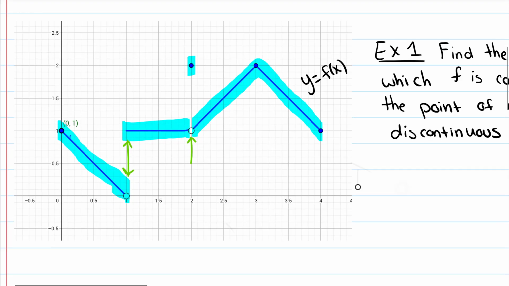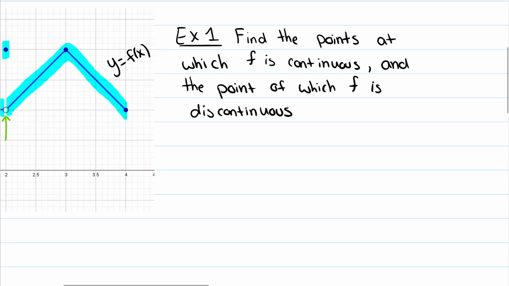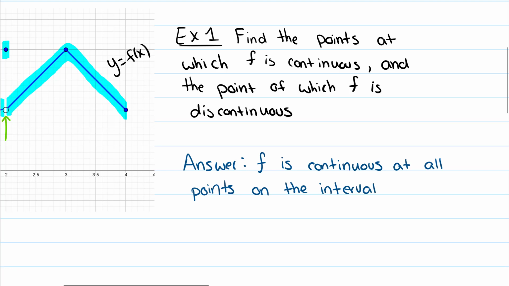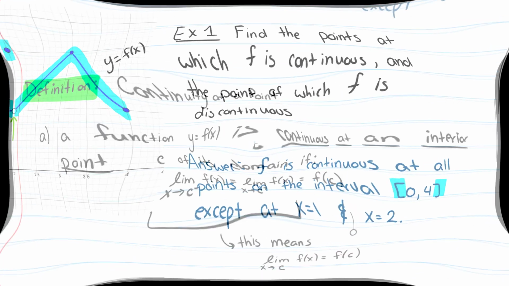So the way we answer that is by writing: f is continuous at all points on the interval [0, 4] except at x equals 1 and x equals 2. It's important to point out that I included brackets. That means my endpoints are included. If I were to use parentheses, the endpoints of this function would not be included.